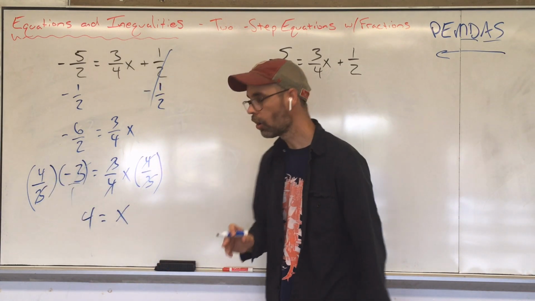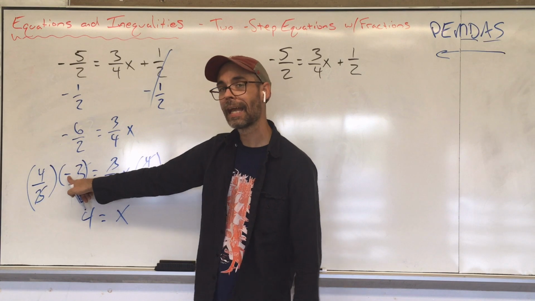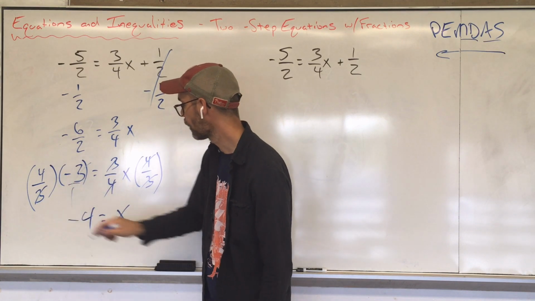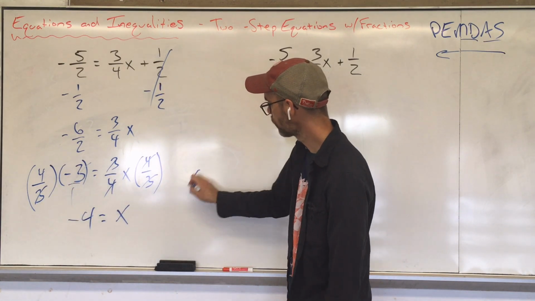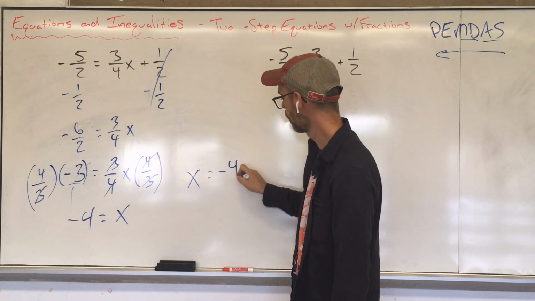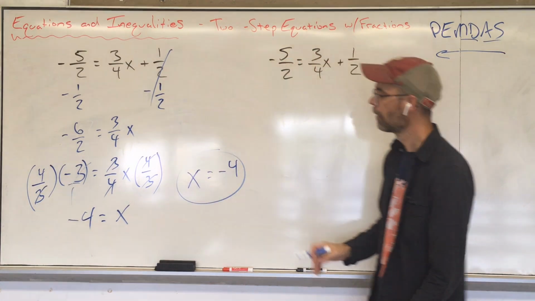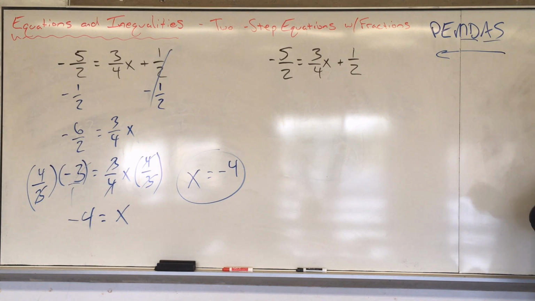I don't need to show the 1, don't care about it, but I cannot forget about that negative. I gotta bring it down. And I just don't like that order, so I'm just gonna switch the order, put the x first. X equals negative 4. Okay, I know a lot of people don't like fractions, so let's try to find a way around it.